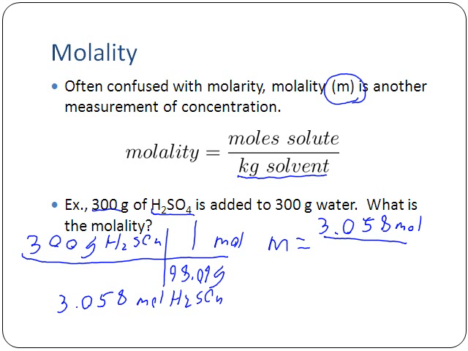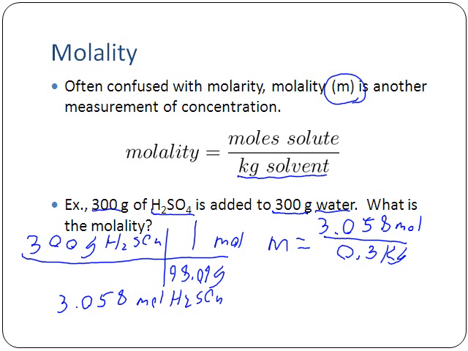Solvent would be water in this case. How many kilograms do we have? Don't know, but we have 300 grams. Easy to convert. Remember, once again, kilo to grams is a conversion of 1,000, and so 300 grams would be 0.3 kilograms. So to find the molality, we take our 3.058 divided by 0.3, and I get 10.195.